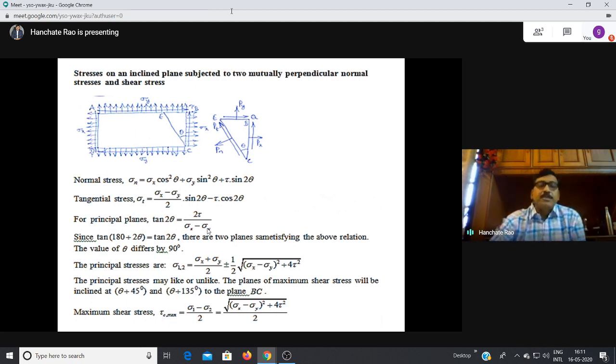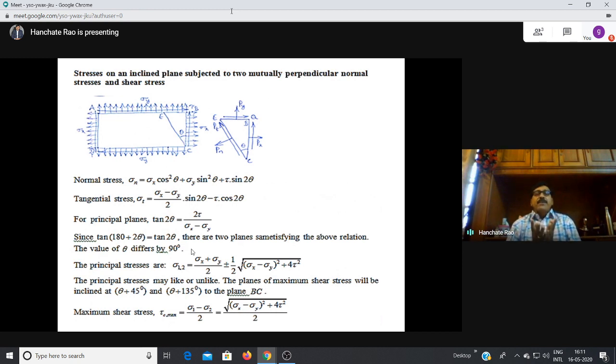So to find the principal plane, we have to equate the tangential stress sigma t equal to 0, from which we get tan 2 theta is equal to 2 tau by sigma x minus sigma y, the location of the principal plane. There are two principal planes satisfying this condition: the major principal plane and the minor principal plane. If you know theta, the major principal plane, theta plus 90 will give you the minor principal plane.